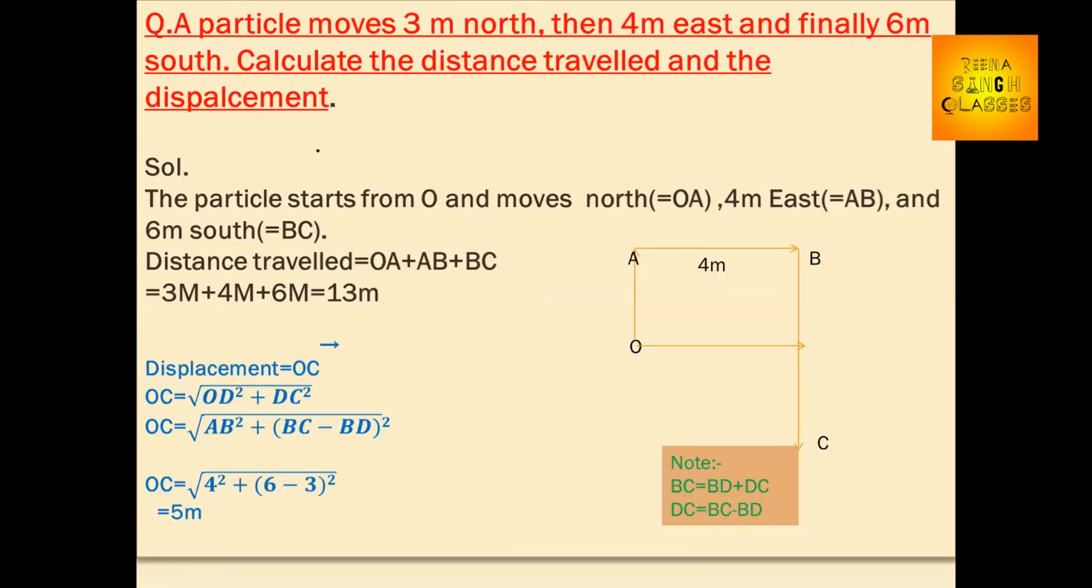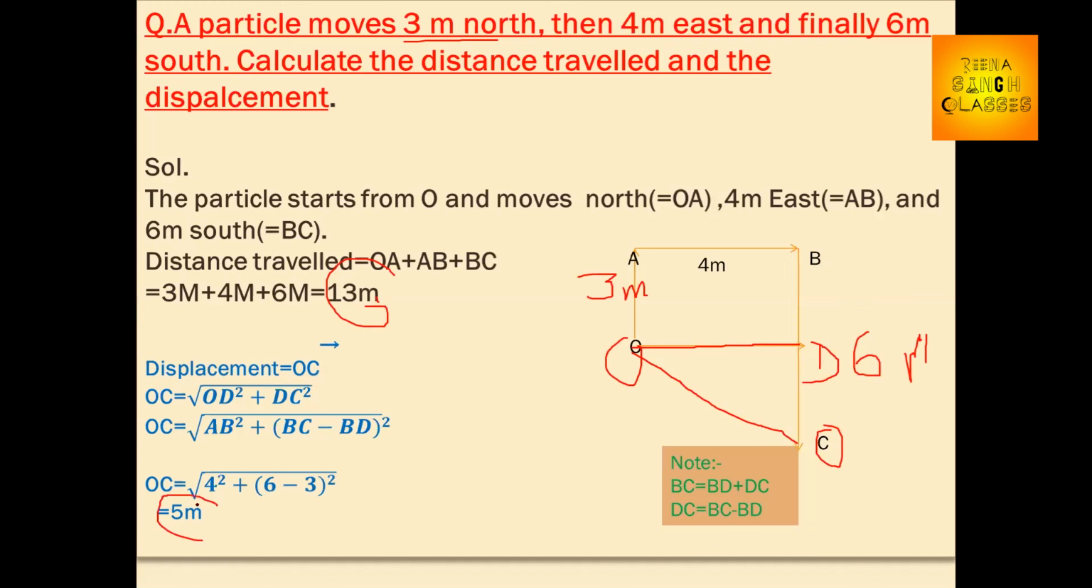Next example: a particle moves 3 meter north, then 4 meter east, then finally 6 meter south. Calculate the distance traveled and the displacement. Distance traveled is 3 plus 4 plus 6, the total path covered, so we get 13 meter. What is the initial position? O. What is the final position? C. We join O to C and label it, then draw a line from O to D on BC and label it D. Then again by using the Pythagoras theorem, we get the answer 5 meter.